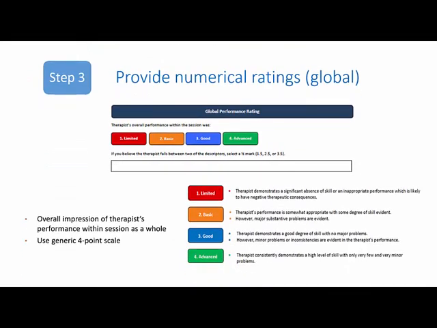We can also provide a global numerical rating. This similarly is to provide an overall indication of where the therapist's performance was lying across the session as a whole. So this again is being rated on this 1 to 4 scale from limited, basic, good through to advanced.